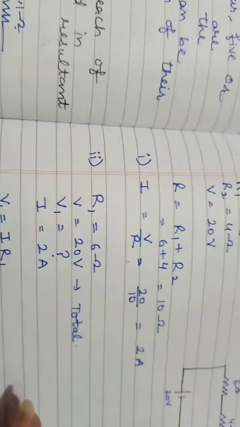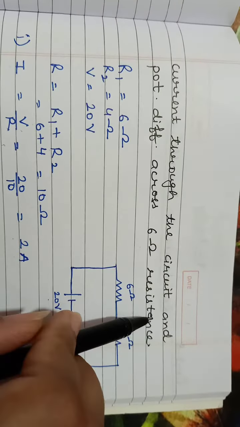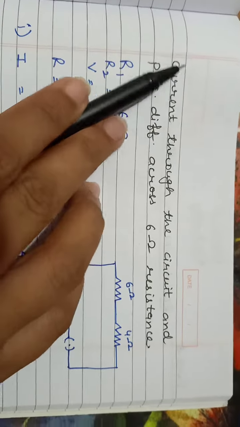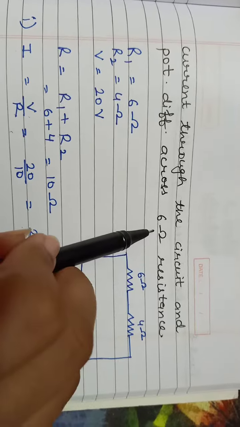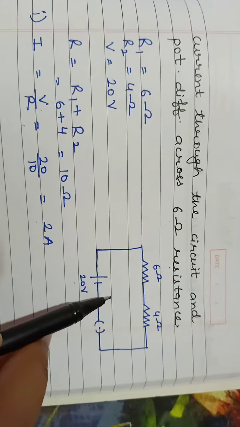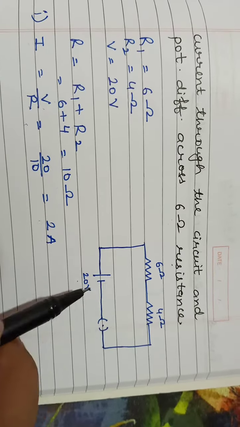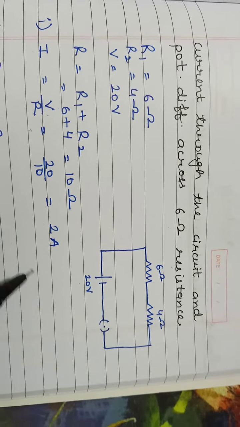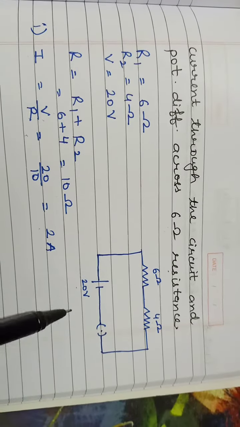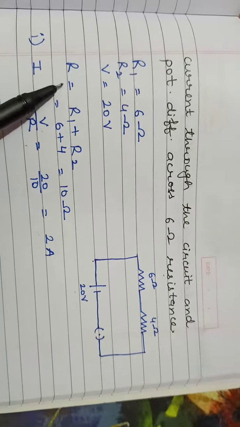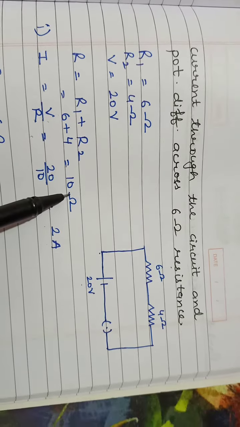Now we have to calculate the current through the circuit and the potential difference across the 6 ohm resistance. That means the current through the whole circuit, but the potential difference across the 6 ohm resistor only. So this will be the diagram. 6 ohm resistance and 4 ohm resistance are both connected in series, and this is the 20 volt battery. Now this R1 is 6 ohm, R2 is 4 ohm and the potential difference will be 20 volts.